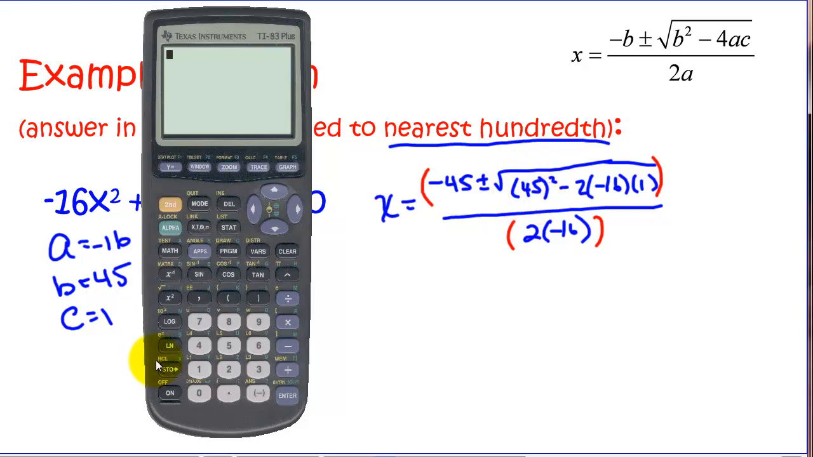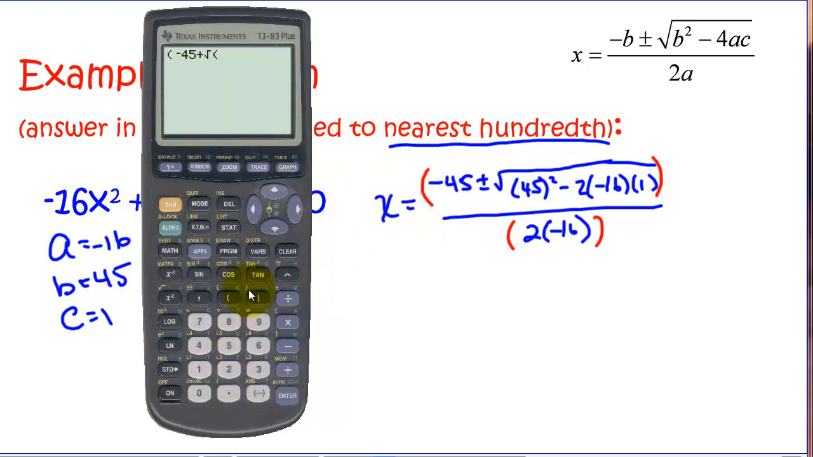So let's start to enter this. So we have here, we need our opening parentheses here. Now we have negative 45. Now we can't do plus or minus, so we're going to do a plus first, and then we'll edit it to do the minus. So now we've got the square root. And now we've got 45 squared.